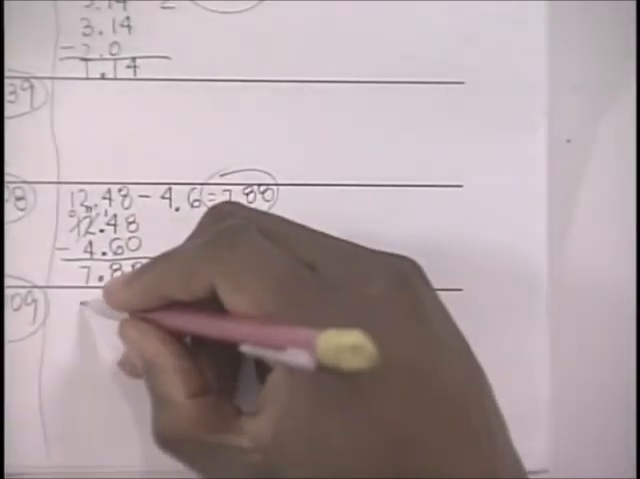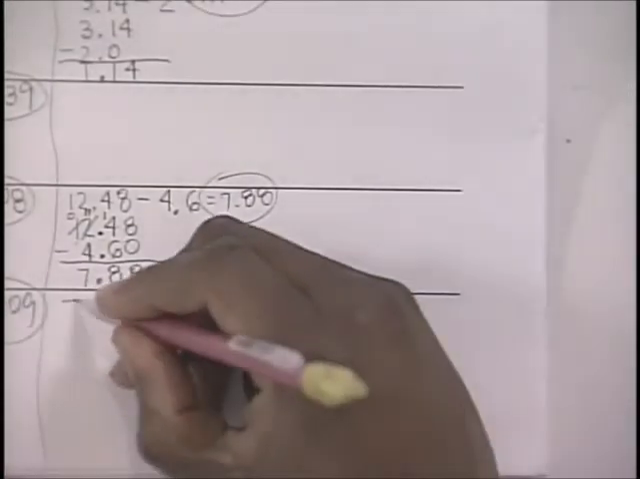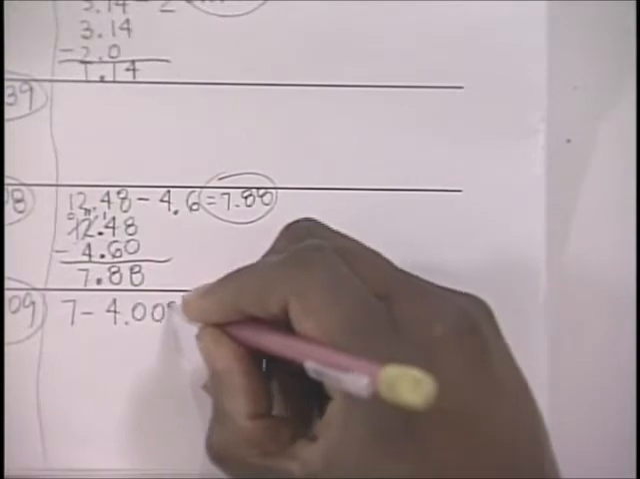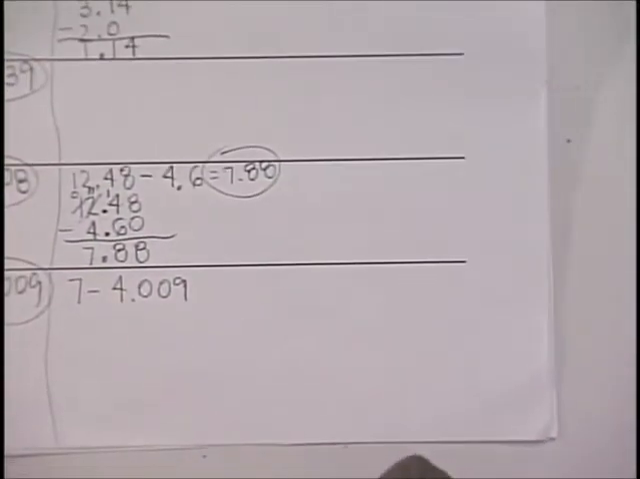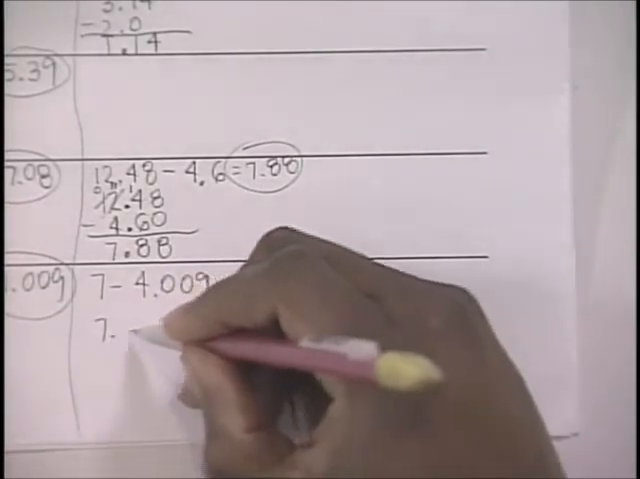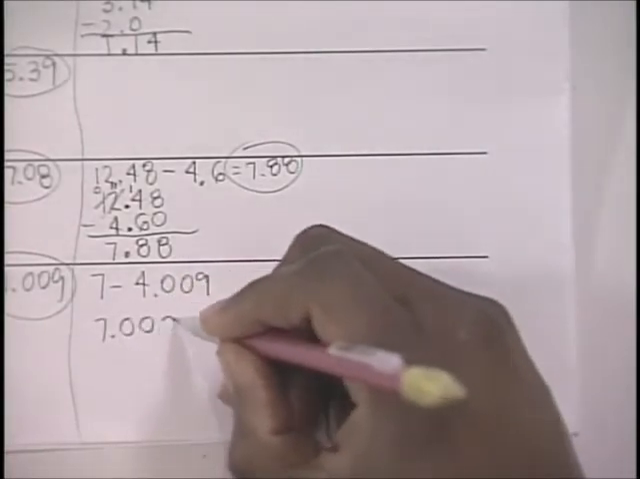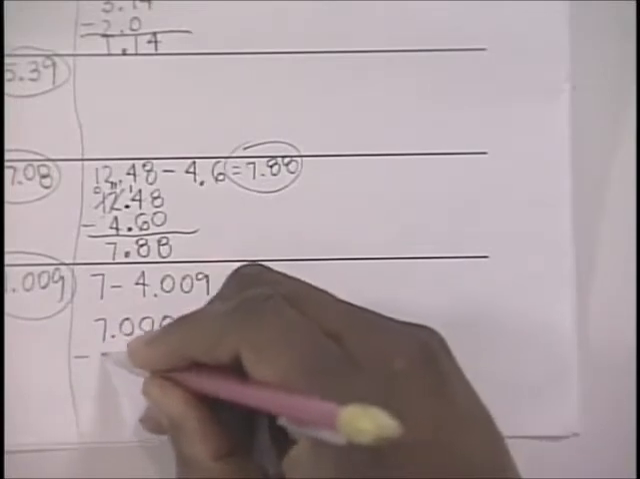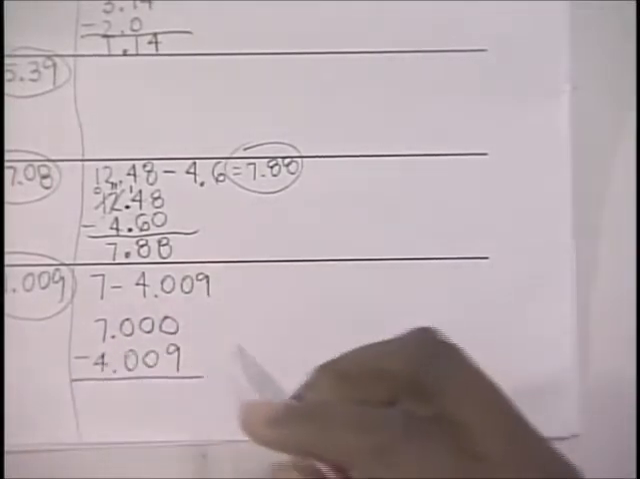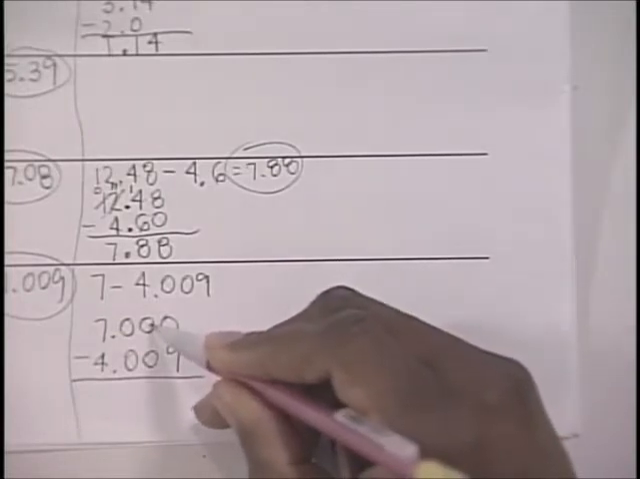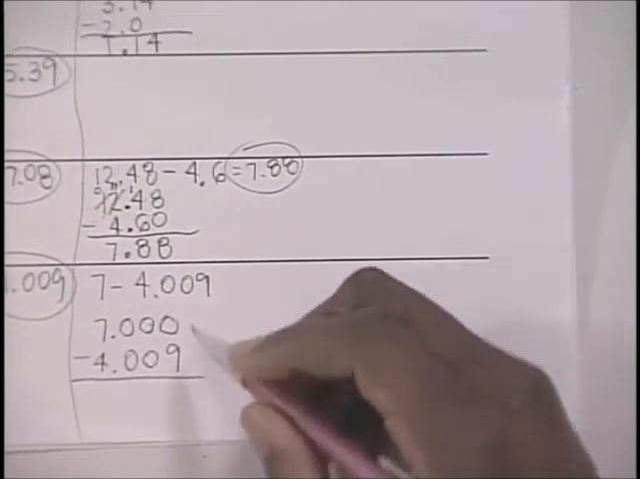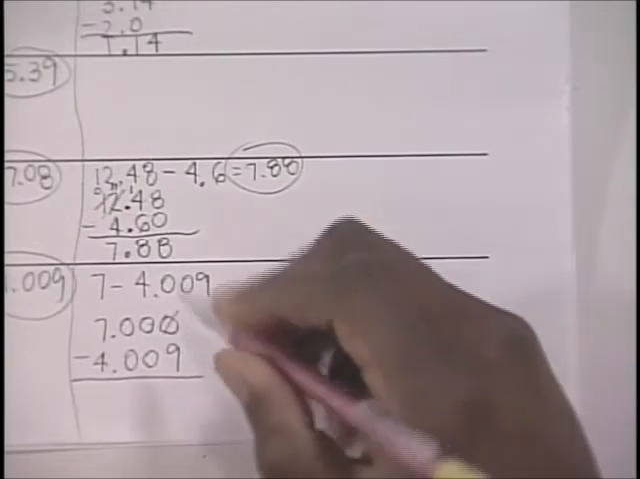So now we have 7 minus 4.009. Most important thing, line up your decimals. Let's make this 7.000, and we're subtracting 4.009. You cannot. This is like a 10. Let's subtract 0 minus 9. You can't do it.